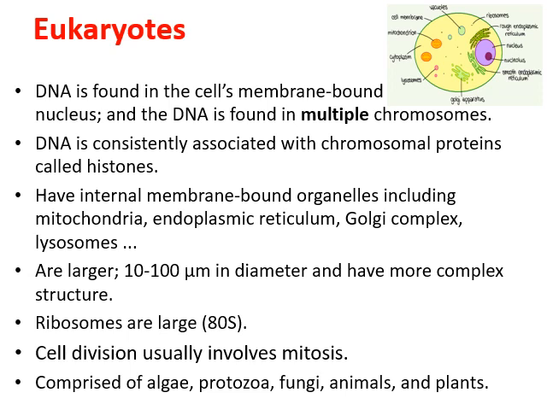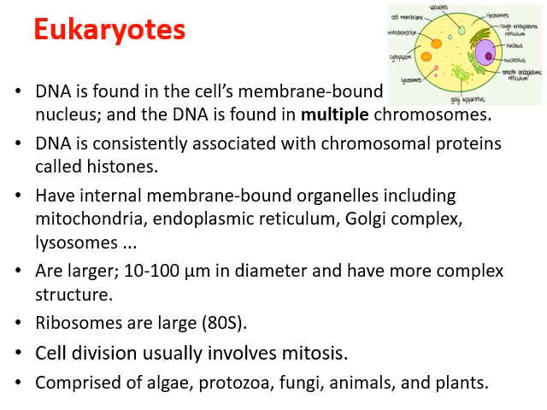The eukaryotes have DNA found in the cell membrane-bound nucleus, and the DNA is found in multiple chromosomes, not a single one as in the prokaryotes. DNA is associated with chromosomal proteins called histones, and these histones are rarely found in the prokaryotes. They have internal membrane-bound organelles like the mitochondria, endoplasmic reticulum, Golgi bodies, and so on. They are larger in size, can reach 100 micrometers in diameter, and are more complex in structure. The ribosomes are larger, 80S.